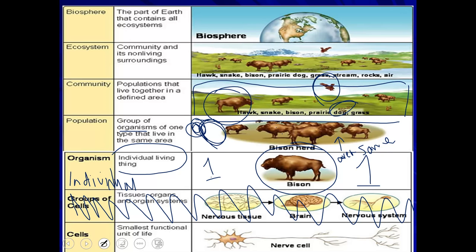If we have a community and its non-living things, so okay, community, we only talked about the living things, the hawk, the snake, the bison, the grass, but we never talked about the non-living things. We never mentioned the rock.